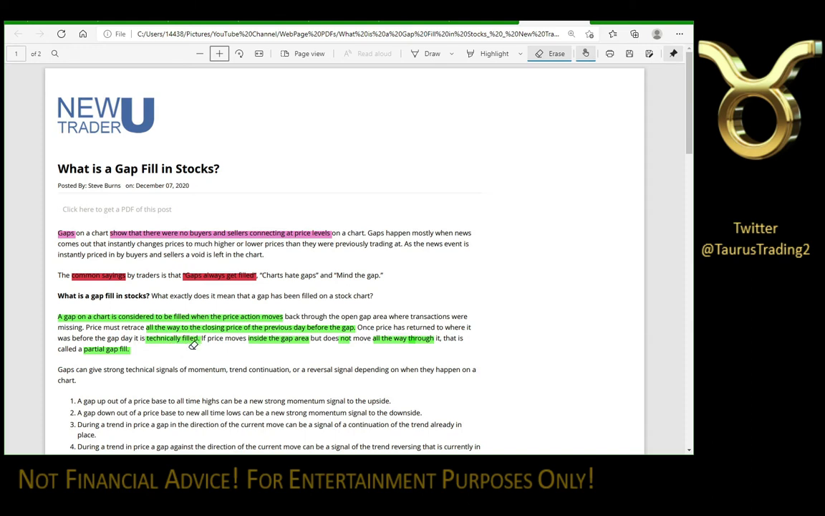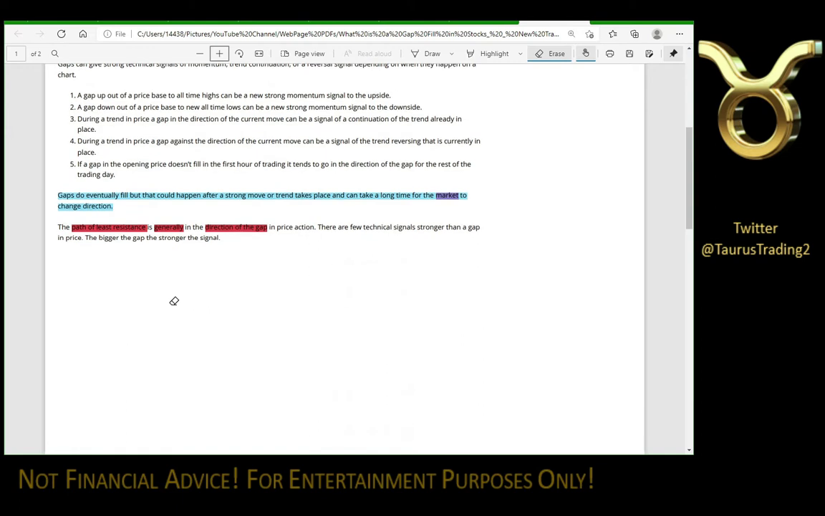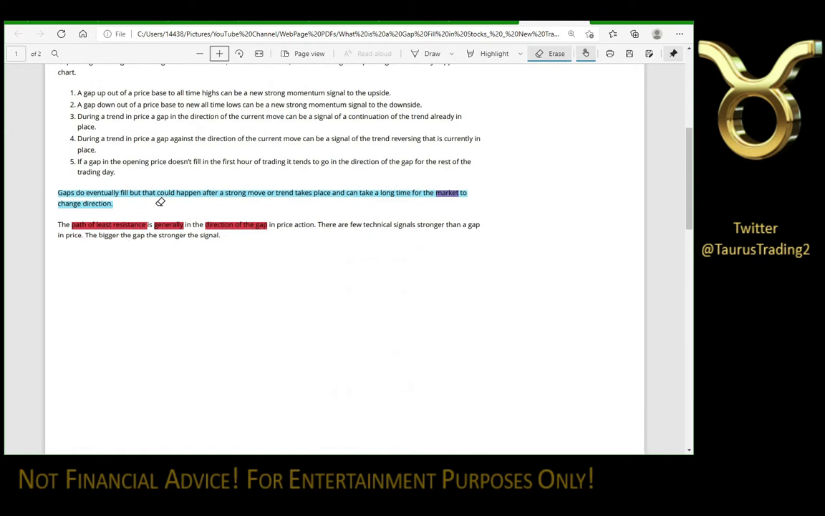Basically, if a stock gaps up in the morning and you see a literal gap in the chart, that gap usually gets filled that day or by the close of the following day. If the price moves inside the gap area but does not move all the way through, that is called a partial gap fill. Gaps do eventually fill, but that could happen after a strong move or trend takes place, and it can take a long time for the market to change direction.